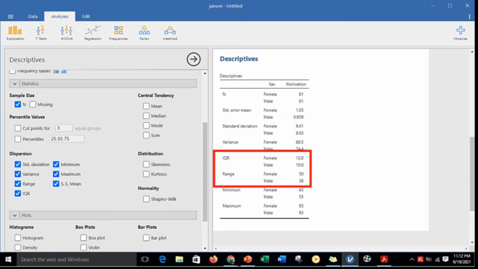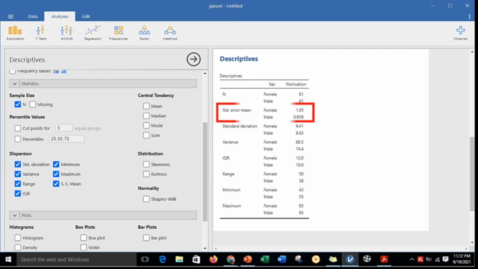For the range and IQR, range simply gives you an idea of how far apart the most extreme response scores are, while IQR, or interquartile range, describes the middle 50% of values when ordered from lowest to highest.